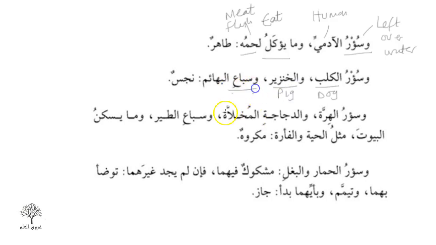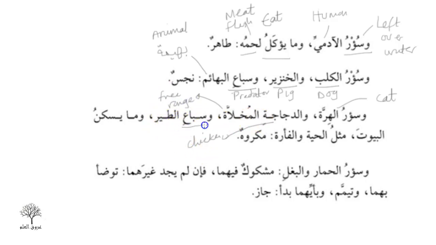Kalb, dog. Khinzir, pig. Siba is the plural of sab', which means predator. Baha'im is the plural of bahima, which means an animal that cannot speak, basically what we call an animal. Hirra, cat. Dajaja, chicken. Mukhallat refers to free range. Khalla yukhalli, that it's free to walk around and eat, not caged up. Siba, again. Tayr, bird.